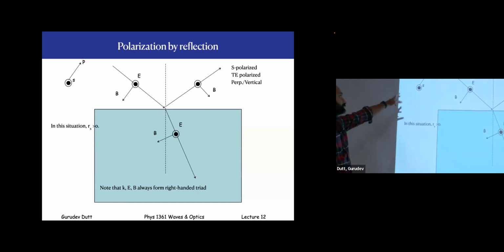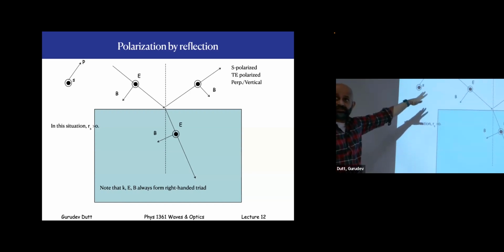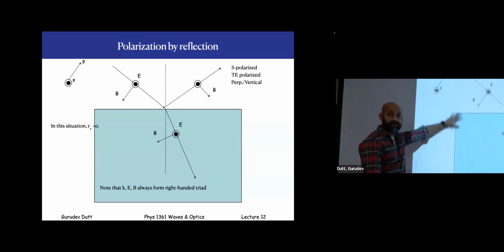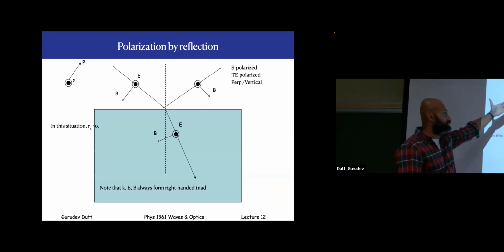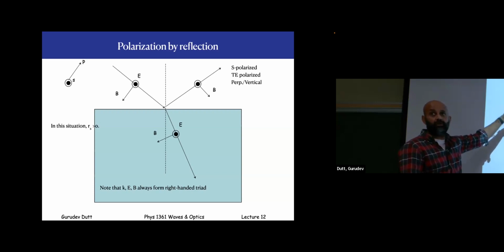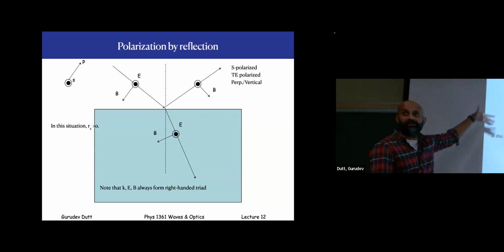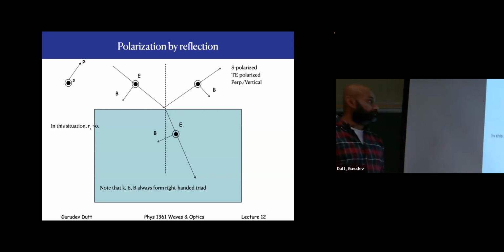Okay, this type of polarization where the electric field is pointing out of the screen or out of the plane of incidence. Okay, this is the plane of incidence right here. That is called S polarized, or sometimes called TE polarized, or also referred to as vertical polarized or perpendicular polarized. Okay, all these different names are often given for it.